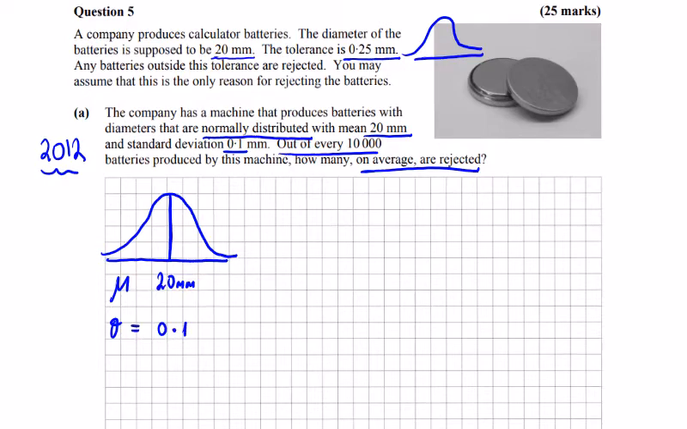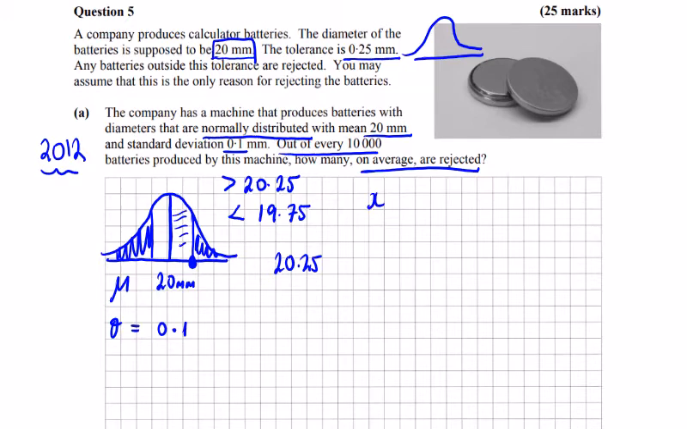The tolerance is 0.25. So if they're supposed to be 20 and the tolerance is 0.25, anything greater than 20.25 over here or less than 19.75 on the other side is going to be rejected. These guys in here and in here. So we're just testing the z-score for this much, and then we're doubling it to get both parts. So we're testing 20.25.